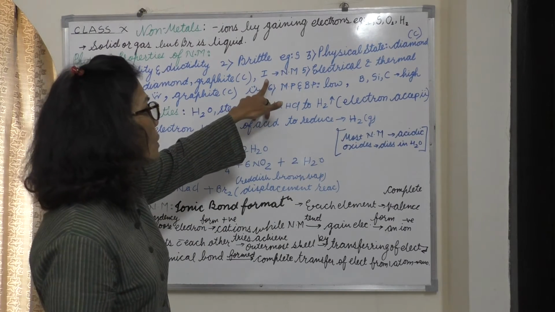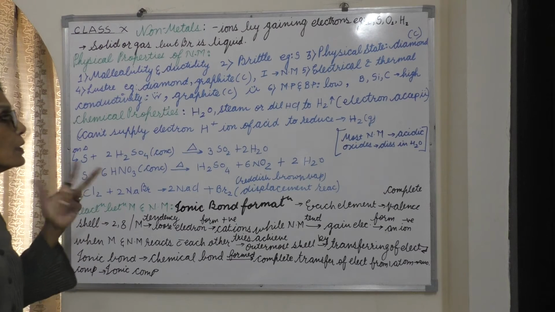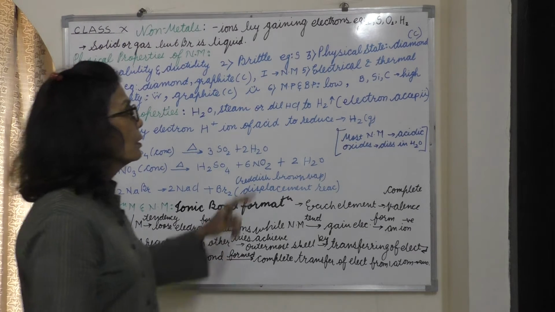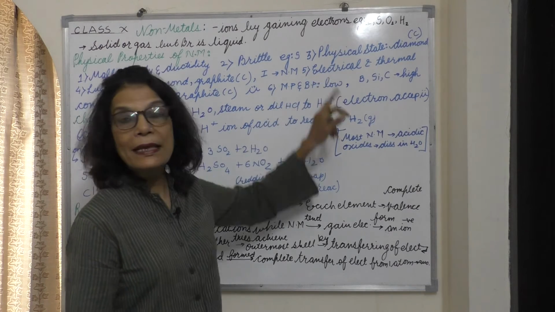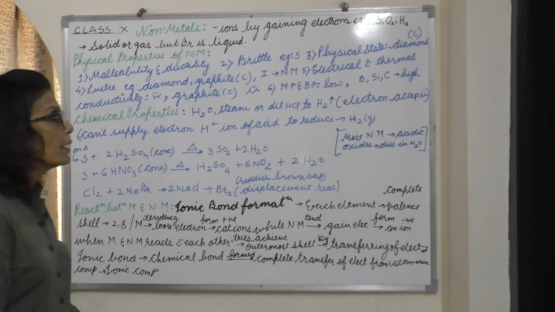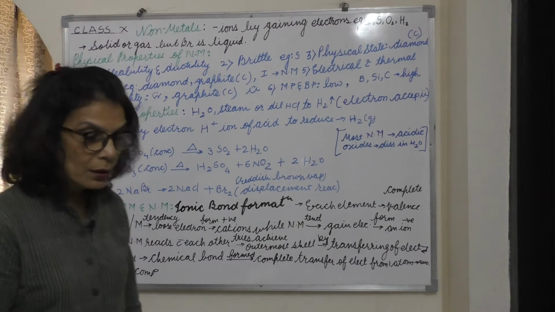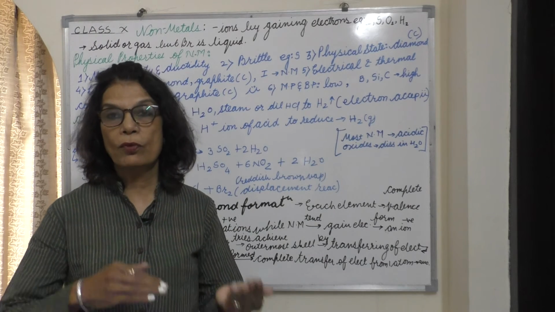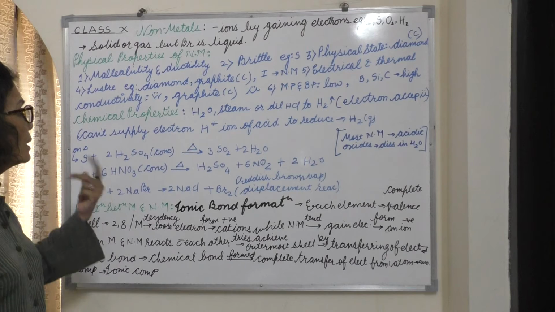Now coming to the next one, in non-metals, iodine is also one example of the lustrous property. The next property is electrical or thermal conductivity, meaning good conductor or bad conductor of heat and electricity. So we are going to compare this one.